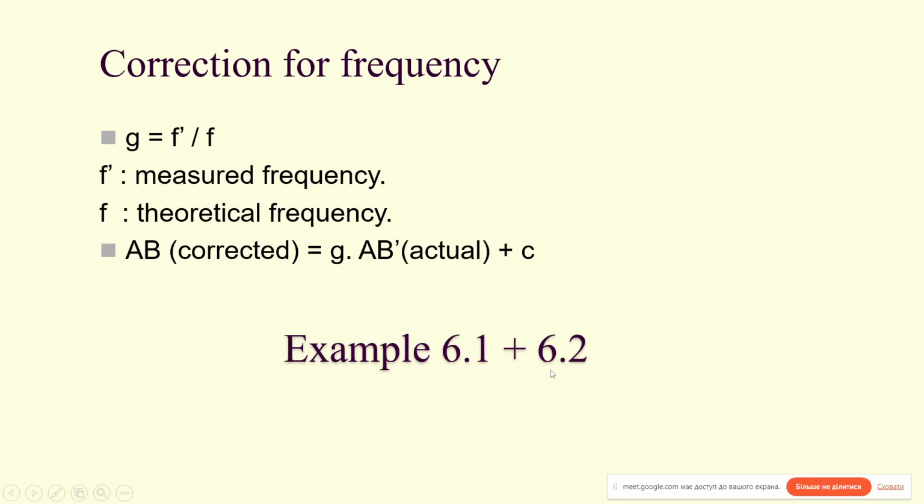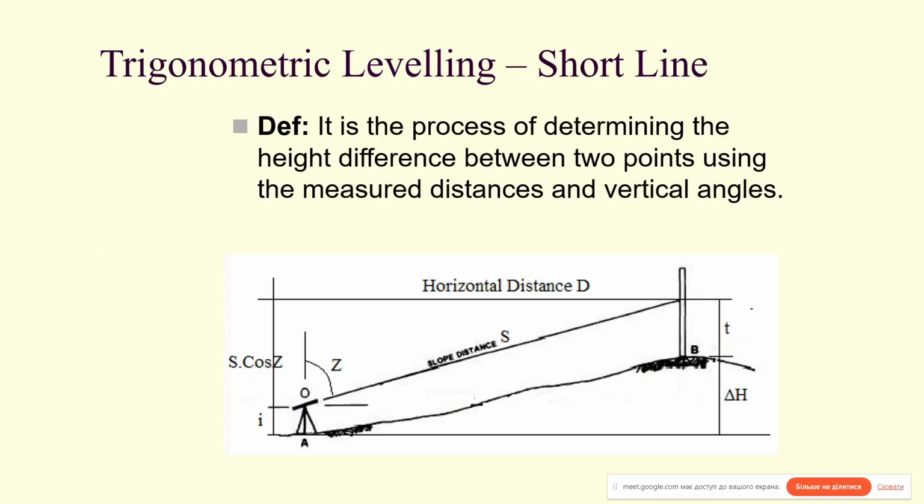Correction for frequency. Well, some kinds of instruments have errors in frequency. We can calculate the theoretical frequency, we know it, and we can measure the real frequency. So the signal frequency also influences the result.